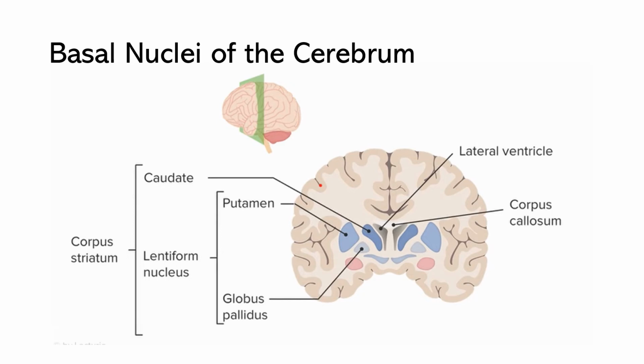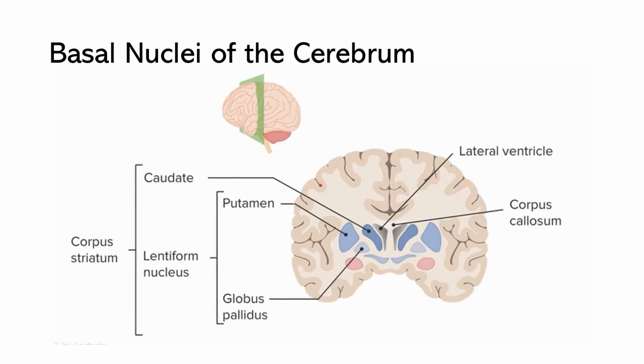The cerebrum also contains several different nuclei. These are referred to as the basal nuclei. These are paired masses of gray matter that are found in each of our cerebral hemispheres. The basal nuclei include the globus pallidus nuclei, the putamen nuclei, and the caudate nuclei.